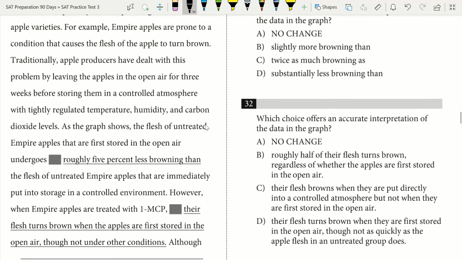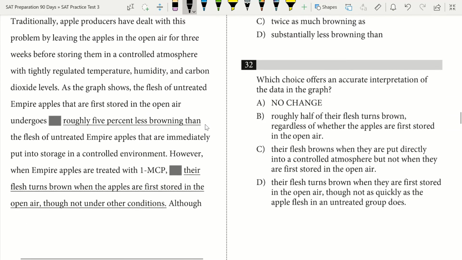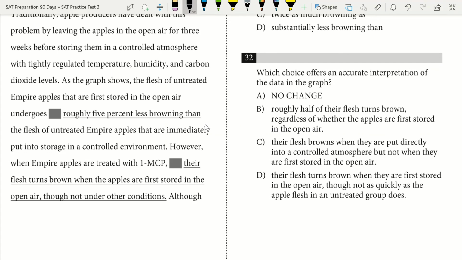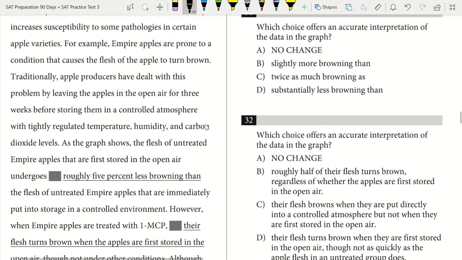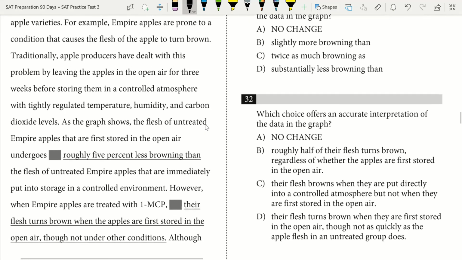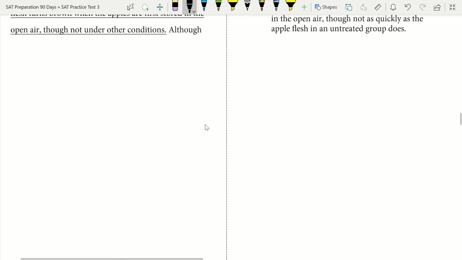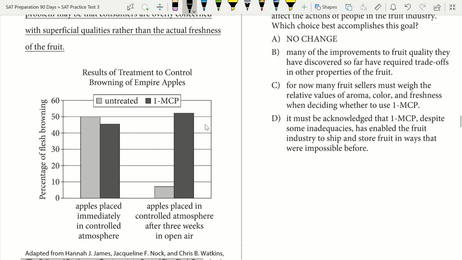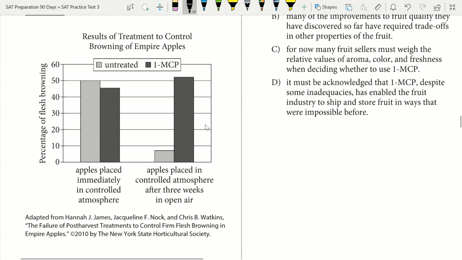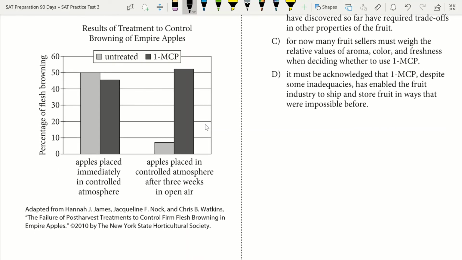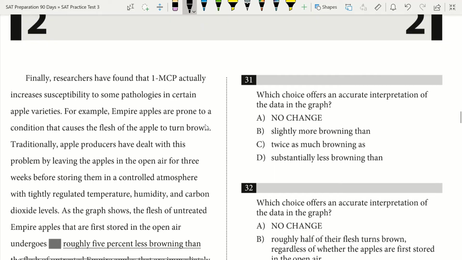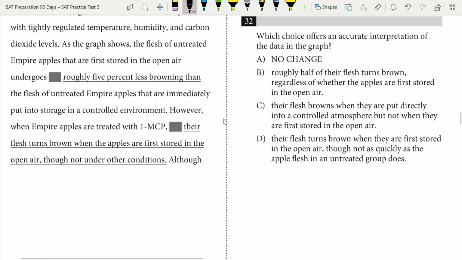Okay, and then I'm guessing we have to find an accurate choice. I see that we do. Okay, so we're comparing the flesh of untreated Empire apples that are first stored in open air, to those that are immediately put in storage. Okay, so let's just go down. We'll take a look there. Now we see that we've got apples placed. Was it untreated? Let me just quick go up and check. Okay, we got accurate interpretation. Flesh of untreated Empire apples that are first stored in open versus the flesh of untreated that are immediately put.